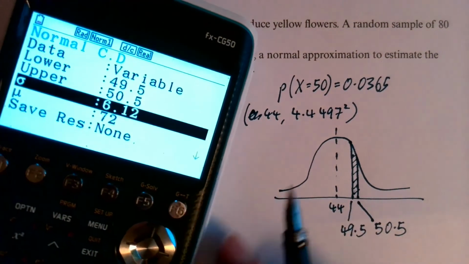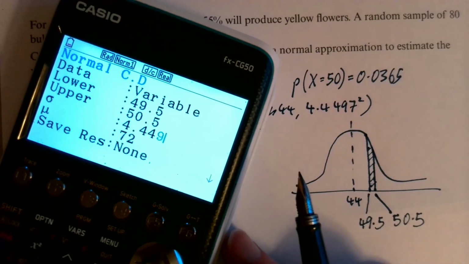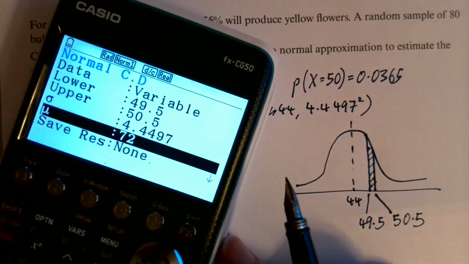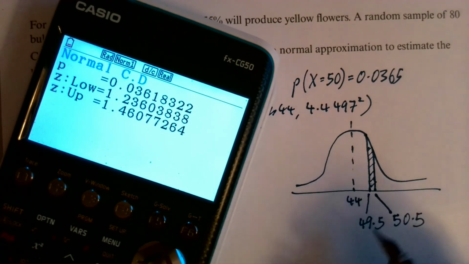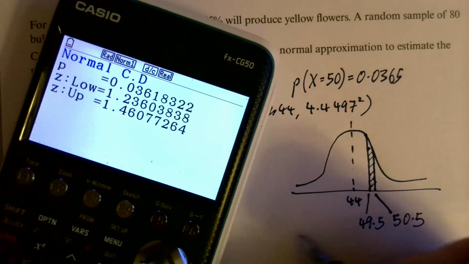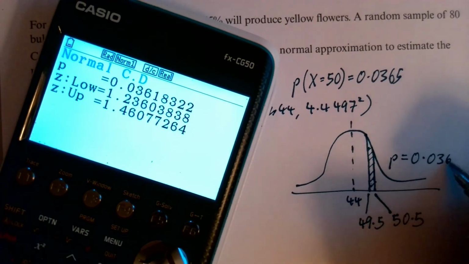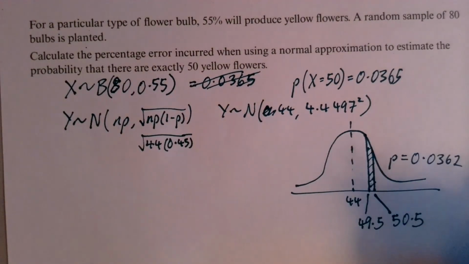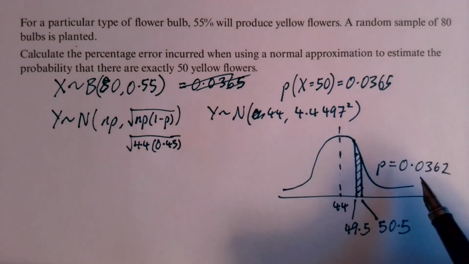we've got 4.4497 for our standard deviation and 44 for our mean, and that's giving us something very close to what we got on the binomial, which is encouraging. To 4 decimal places is 0.0362, and the question is asking us what is the percentage error.